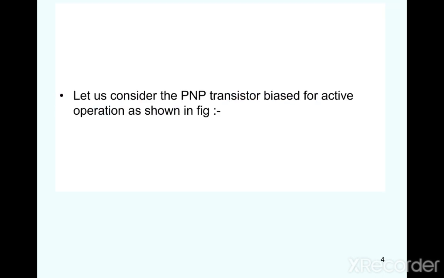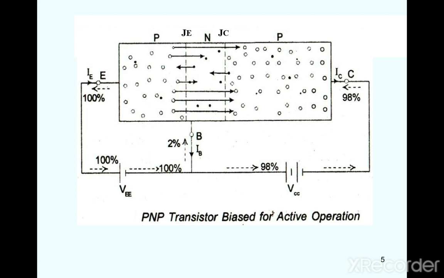So let us consider the PNP transistor biased for active operation as shown in the figure. This is the diagram of a PNP transistor in active biasing condition. See the PNP transistor. The junction between P and N is JE. The junction between N and P is JC. That means the junction between emitter and base is JE, and the junction between base and collector is JC.